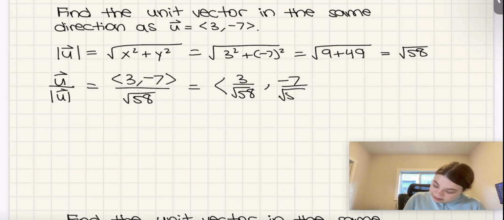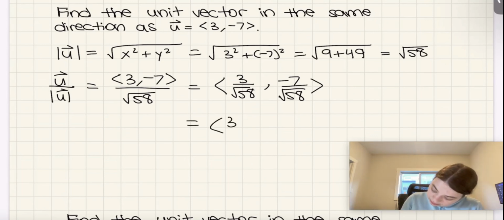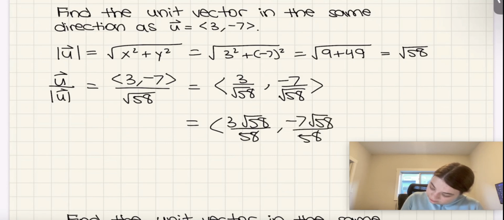Now, one thing I will point out is that this is not really in proper format, right? We always want to avoid having a square root in our denominator. So I will rationalize the denominator for both of these components by multiplying numerator and denominator by root 58. So we'll end up with 3 root 58 over 58, comma, negative 7 root 58 over 58. And there we go. All right, let's do one more example.